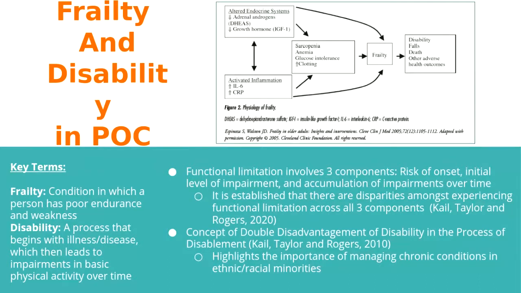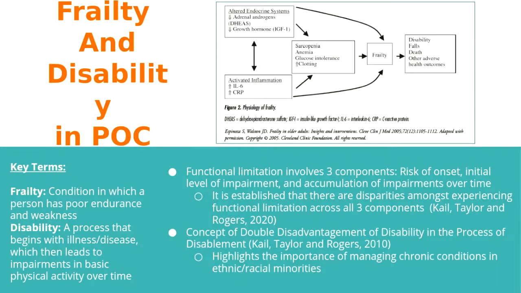Also, recently there has been this concept of double disadvantagement of disability in the process of disablement. This recent concept provides a more nuanced understanding of the disablement process experienced by people of color specifically. It was found that race and ethnicity as risk factors lead to an increased double disadvantage in the risk of transitioning from health to disability amongst African Americans and Hispanics specifically, due to their experience of chronic conditions, which is different from how their white counterparts experience it.